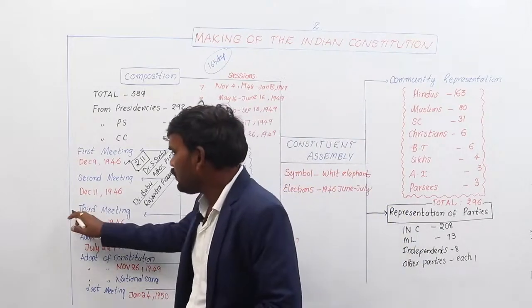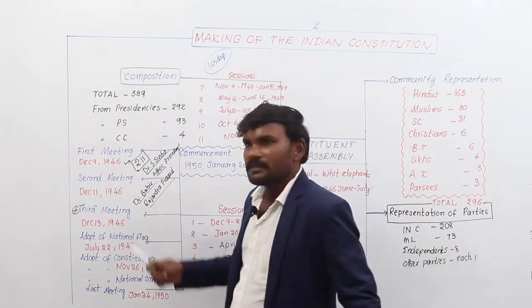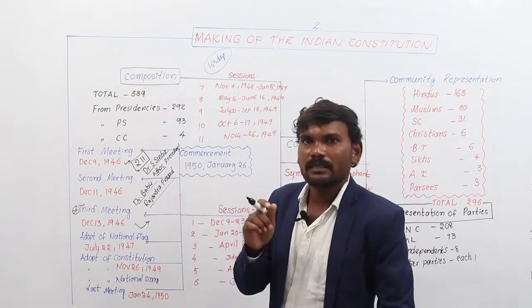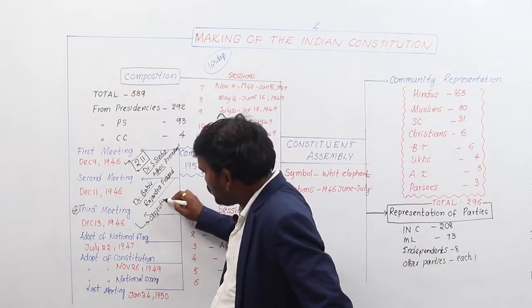And the most important meeting was held on December 13, 1946. On the day of December 13, 1946, Jawaharlal Nehru moved or introduced a resolution, that is the Objectives Resolution.